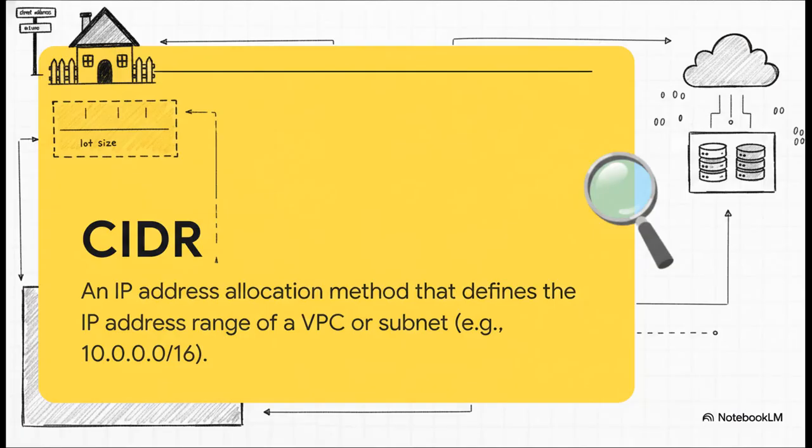I know this looks a little intimidating, right? But CIDR is just a fancy way of writing down the address range for your network. Think of it like the street address and the total lot size for your virtual property. It just tells AWS how many private IP addresses you have to work with inside your VPC.